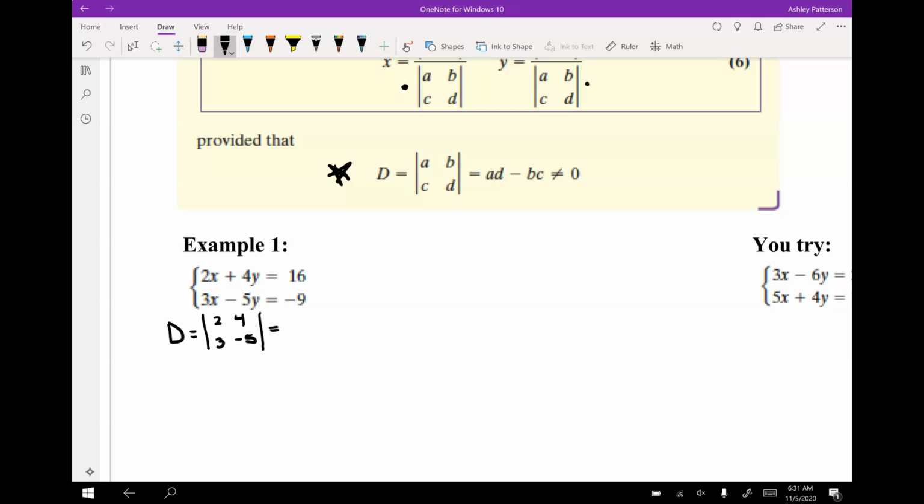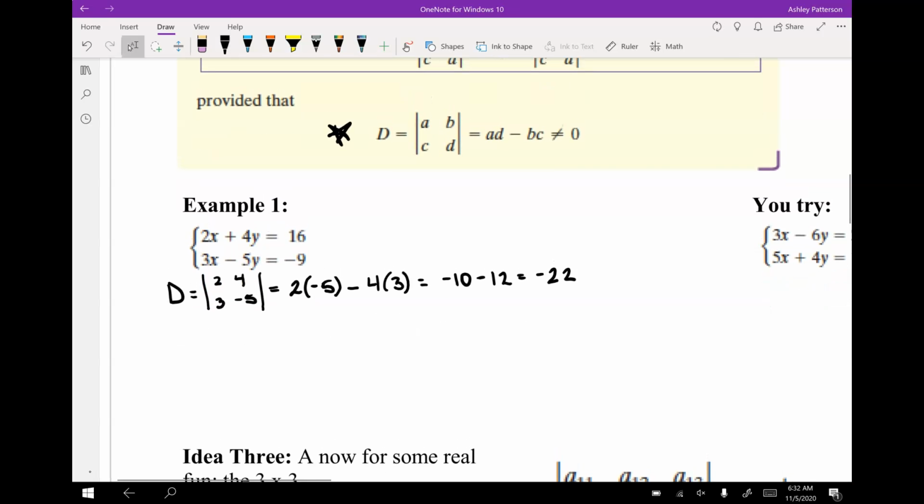So top to bottom, A to D. We're going to have 2 times -5 minus top to bottom, B to C, 4 times 3. Keep calculating with me. We end up with -10 minus 12. And so the determinant of the coefficients for this system of two equations is -22. Okay. Well, in order to find x and y, we need the determinant of x.